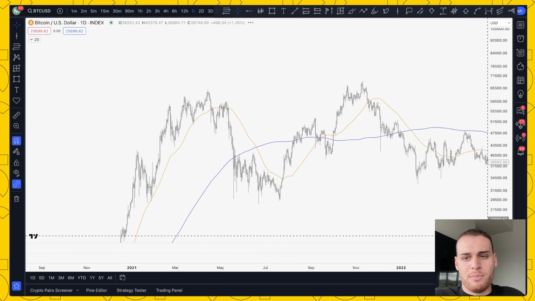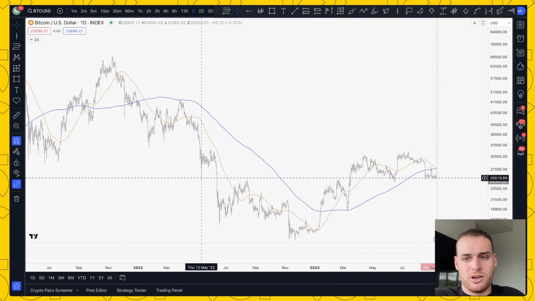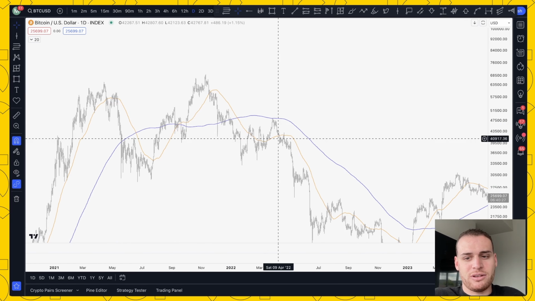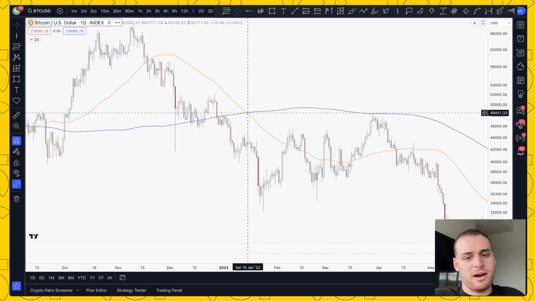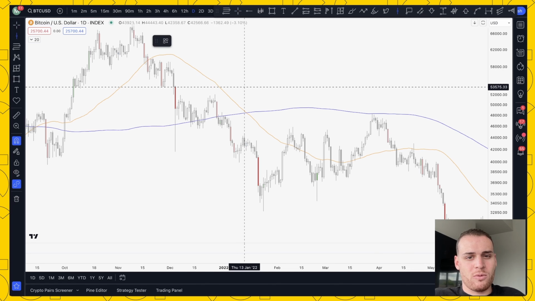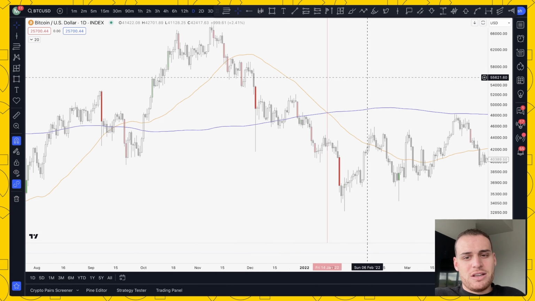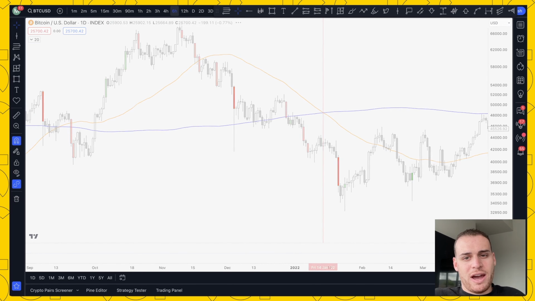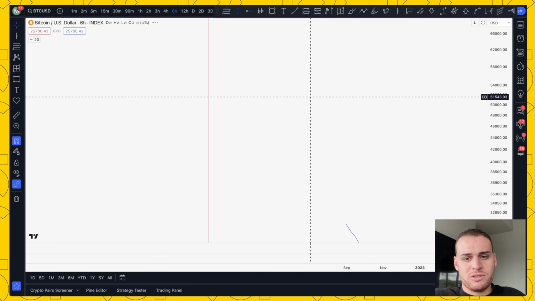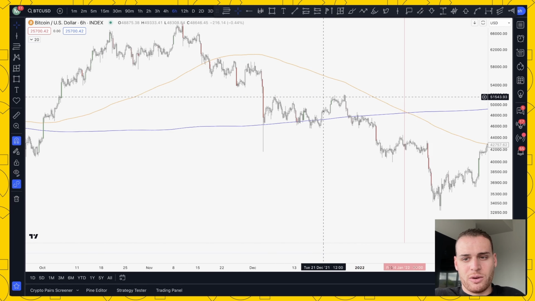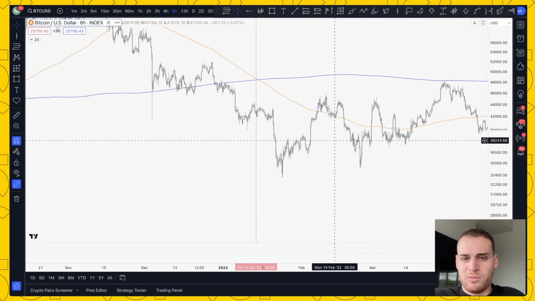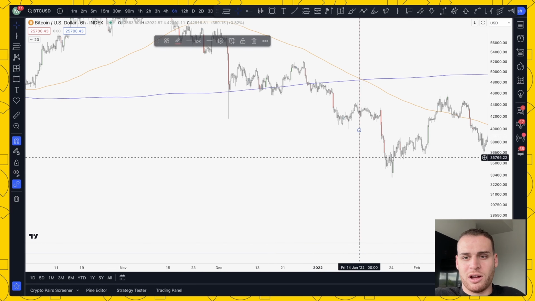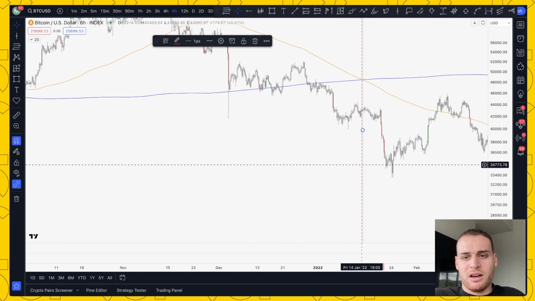So the last one that happened, I'll just go back here so you guys can see. The last death cross for Bitcoin was actually back up here, right after our all-time high. This was right at the beginning of 2022. We'll mark this out with a vertical line as well. You can see that right after we had this cross, it was pretty aggressive. Within a very short period of time, we sold off pretty aggressively.